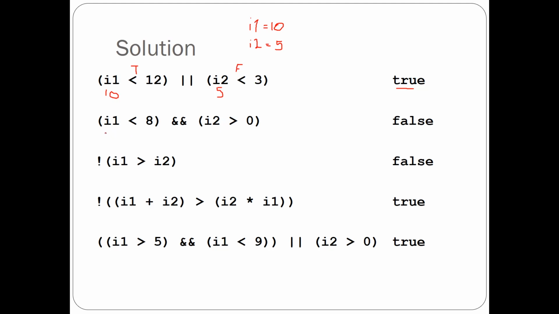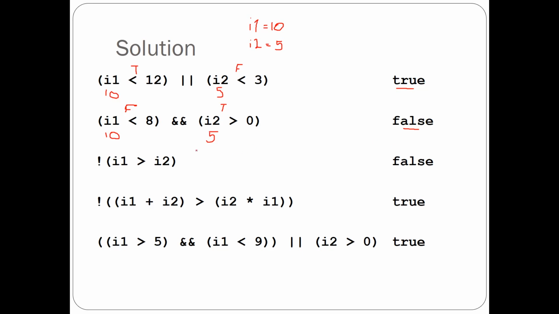Again, I1 has a value of 10 and I2 has a value of 5. In this particular case, is I1 less than 8? Well, 10 isn't less than 8, in which case that's got to be a false. And is I2 greater than 0? Well, is 5 greater than 0? We know it is, so that's a true. The rules of an AND are that both sides of an AND must be true in order to produce a true, but in this case we've got a false on one side, in which case the answer has to be false.